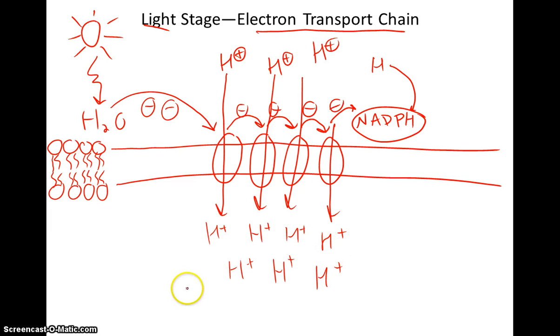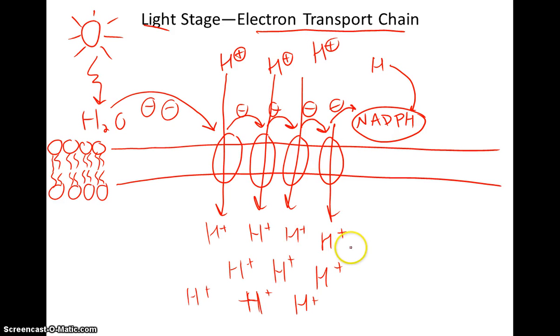They're positively charged hydrogens. So eventually we're going to get a lot of these hydrogen protons over here. And as we learned in diffusion, they don't like to be really close together. Molecules don't like to be crowded, just like you don't like to be crowded in a crowded room. They want to spread out. So where are they going to want to go?